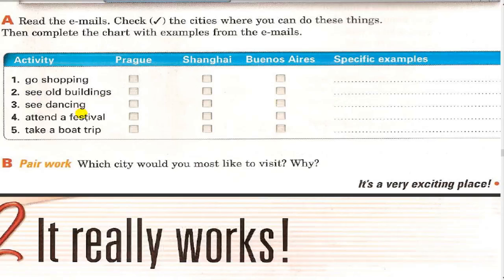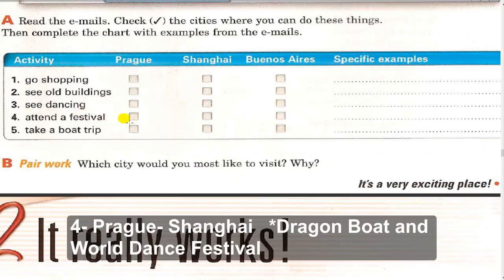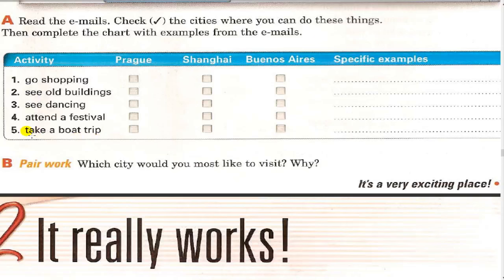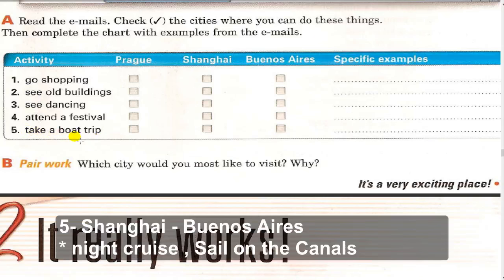4. Attend a festival, Prague, Shanghai. Examples: Dragon Boat and World Dance Festival. 5. Take a boat trip, Shanghai, Buenos Aires. Examples: night cruise, sailed on the canals.